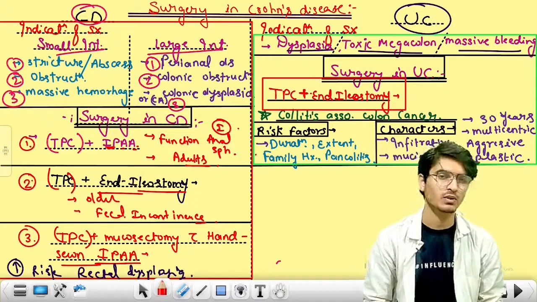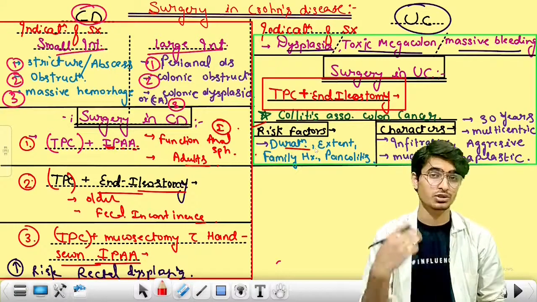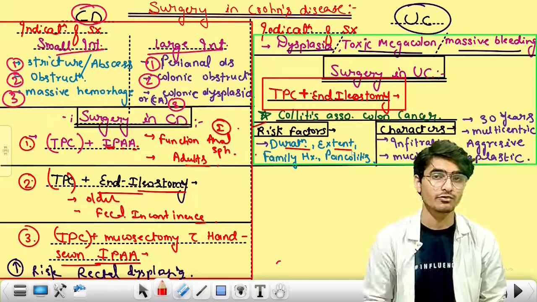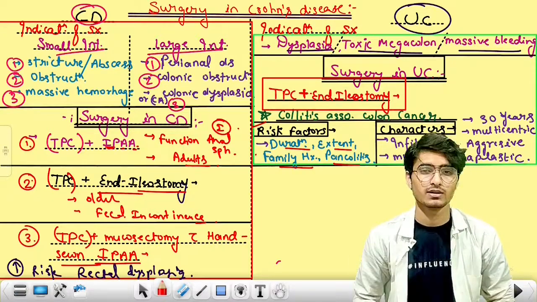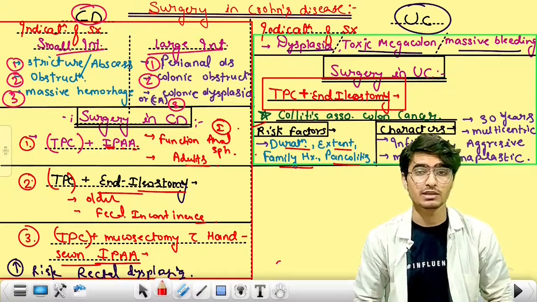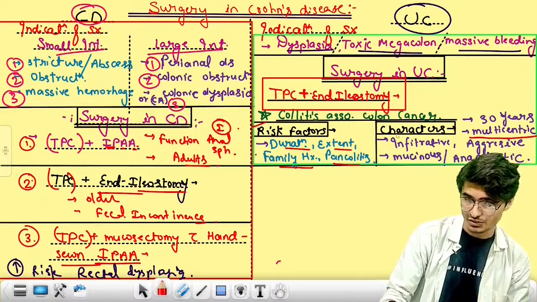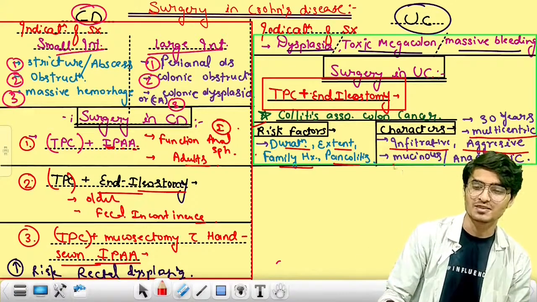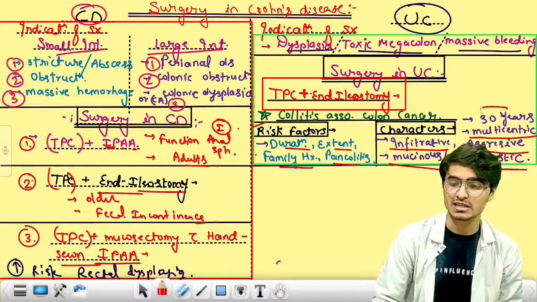And a few points with respect to colitis associated colon cancer. The risk factors include, number one, increased duration of inflammation. Number two is the extent of involvement of the colon. Third is family history, and fourth is pancolitis. Now the characteristics of colon cancer: multicentric lesions which are infiltrative and aggressive, and subsequently mucinous and anaplastic growths, more commonly found to be associated with patients around 30 years old.